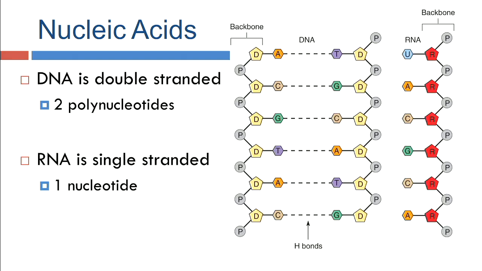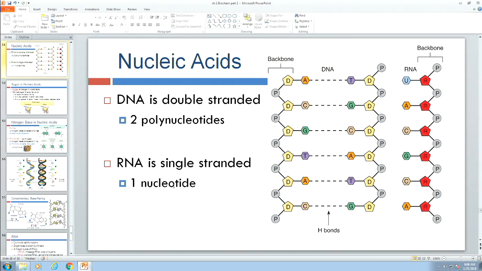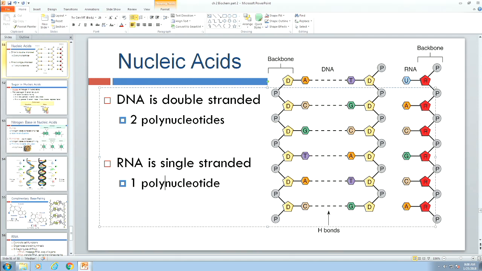DNA, if you say just DNA, you're implying there are 2 strands. So here's one polynucleotide, here's the second polynucleotide. In between them, remember the dashed lines? Hydrogen bonds. So a polynucleotide has all covalent bonds, and in between the 2 strands, hydrogen bonds. RNA is single-stranded. So this has one polynucleotide.